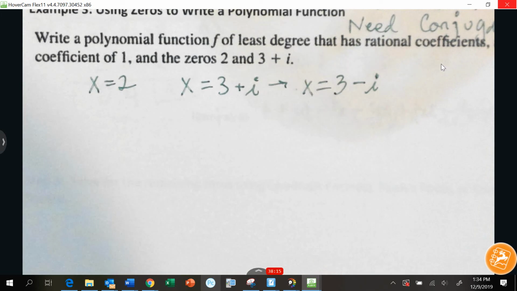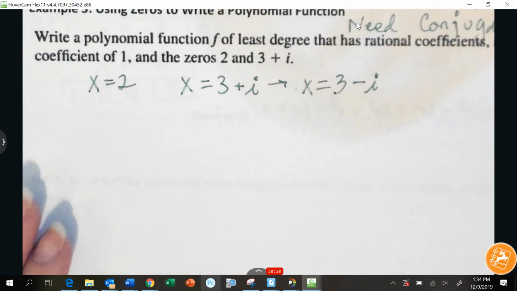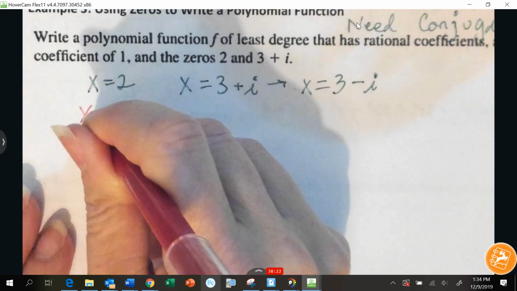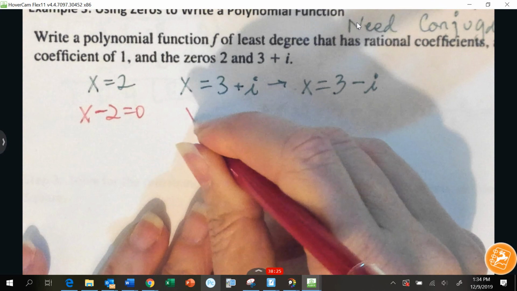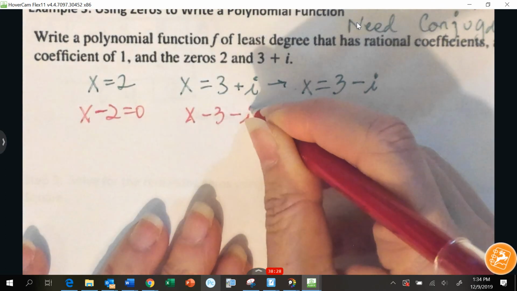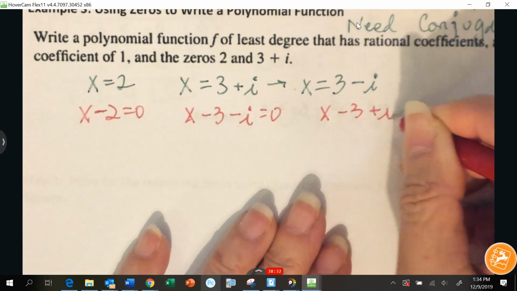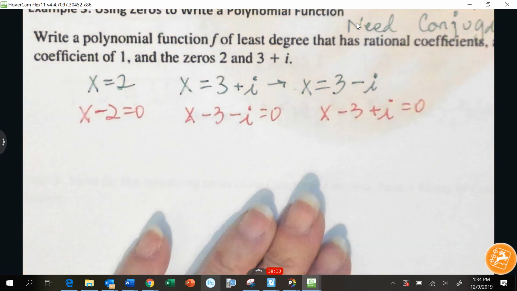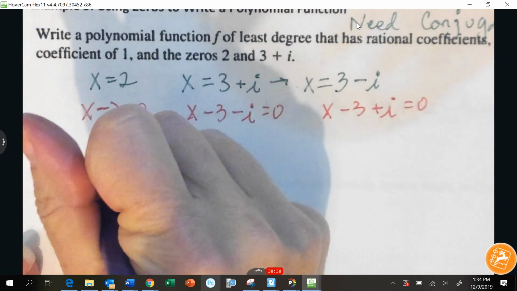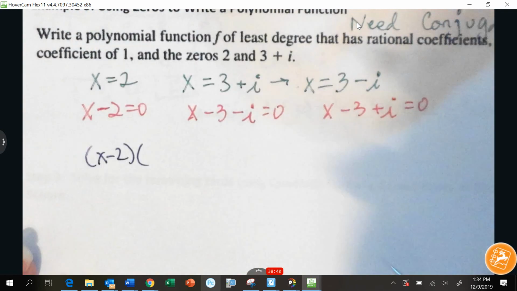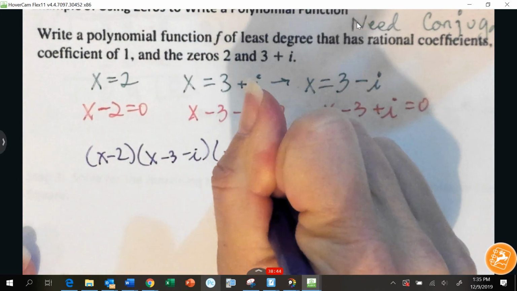So now we're going to go through this all the way, and we're going to set each of these equal to 0. So I have x minus 2 equals 0. I'll have x minus 3 minus i equals 0. x minus 3 plus i equals 0. That gives us the factors: x minus 2, x minus 3 minus i, and x minus 3 plus i.